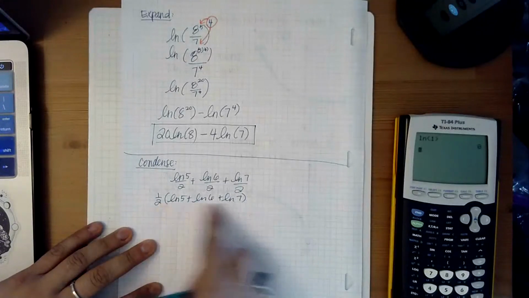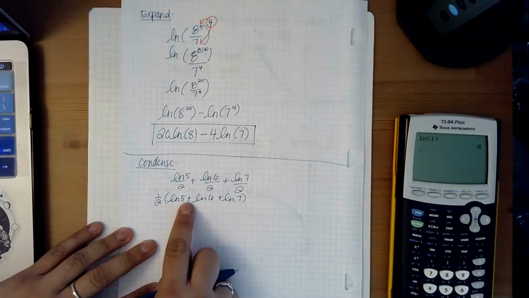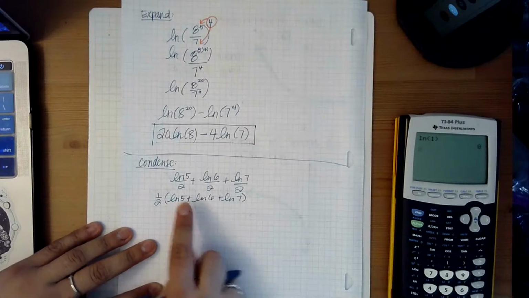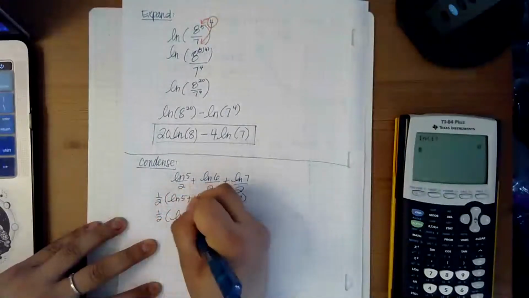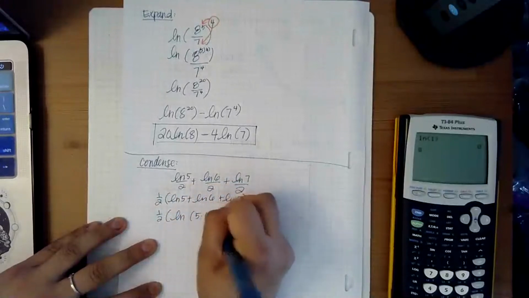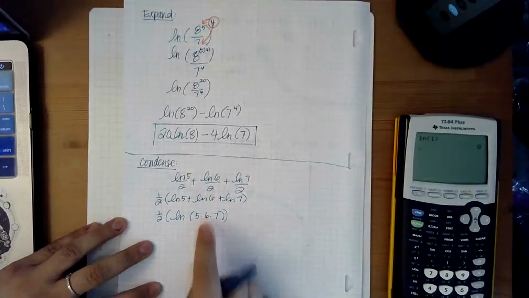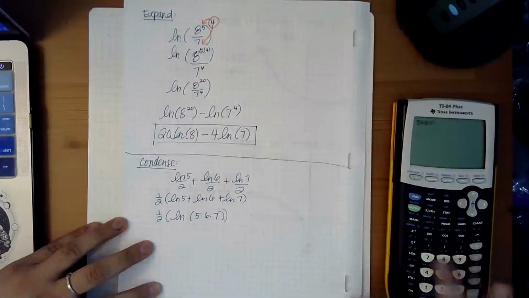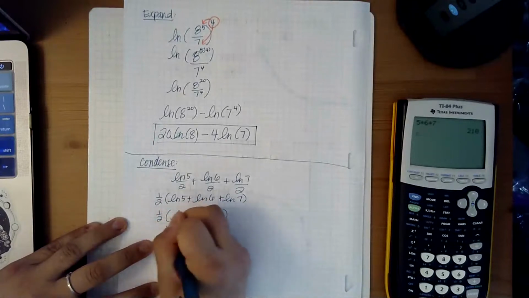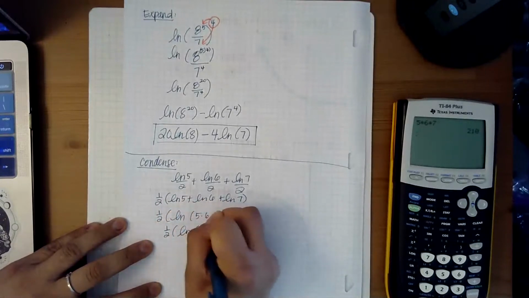So now I'm going to condense this. Remember, multiply is the rule I'm using. So I'm going to condense that to ln of 5 times 6 times 7, right there. 5 times 6 times 7, here's my calculator. See, 5 times 6 times 7 gives me 210. So I have 1/2 ln of 210.